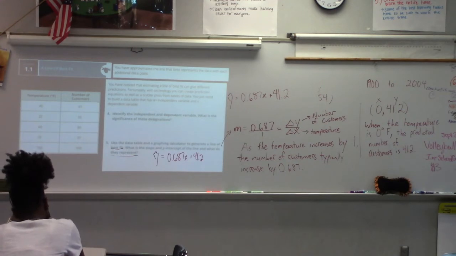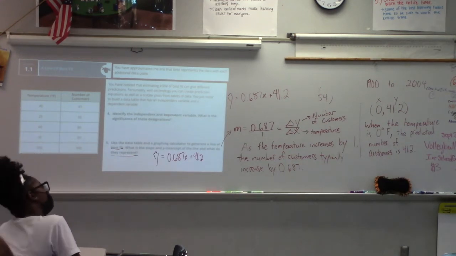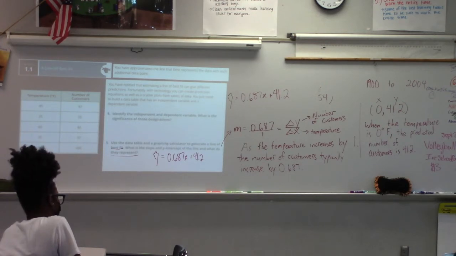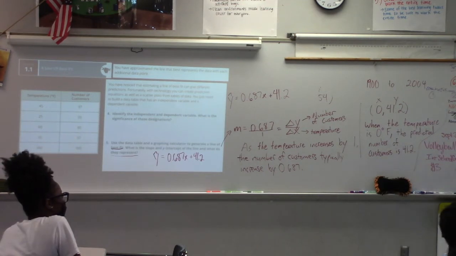Okay? And so just that one detail changes things, because a prediction is a lot like an average. Does an average have to be an exact value that's possible? No, it doesn't. It's just an average. And so the predicted number of customers is 41.2. All right?